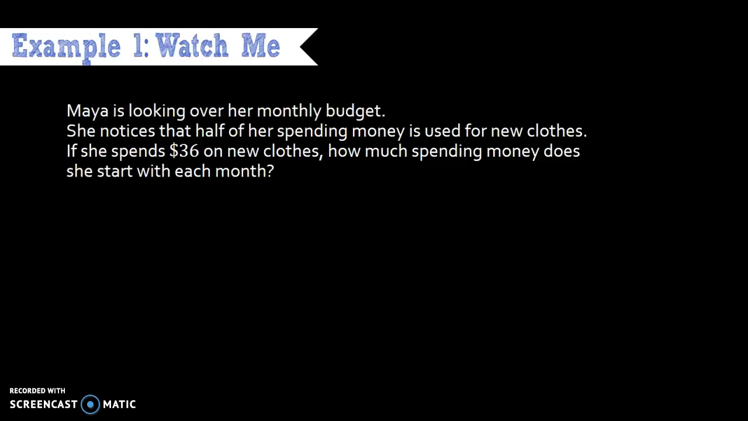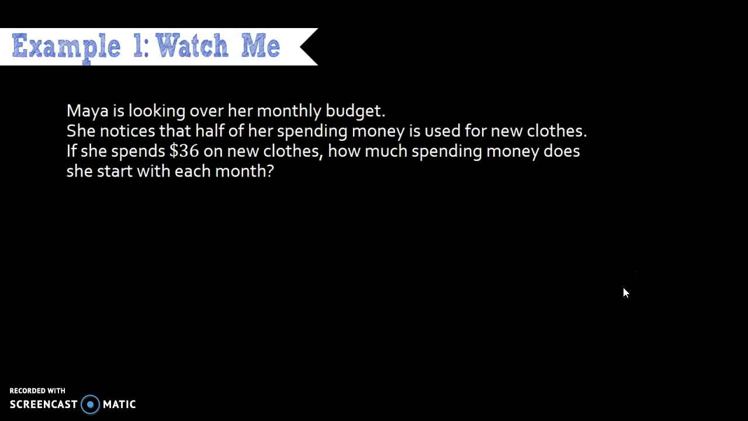Let's take a look at a word problem with this. Maya is looking over her monthly budget. She notices that half of her spending money is used for new clothes. If she spends $36 on new clothes, how much spending money does she start with each month?